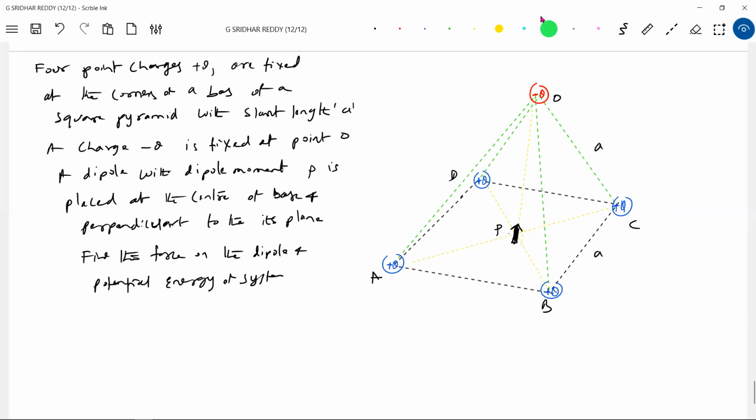The dipole moment is along the height of the pyramid, so this will be the height of the pyramid, no? It's asking to find the force on the dipole and also the potential energy of the system. Now look at this: can these negative charge and positive charges make a dipole? The height of the pyramid is given as A by root 2.